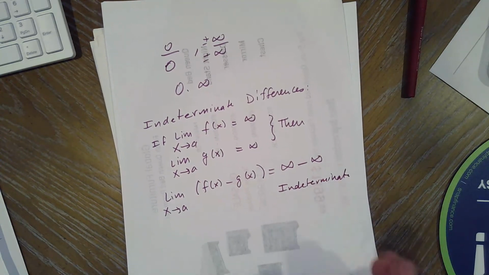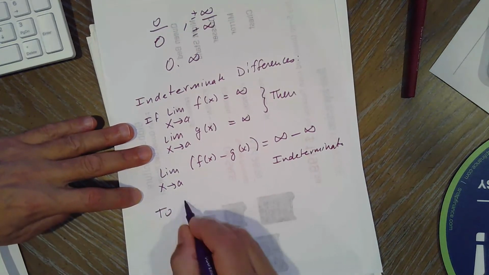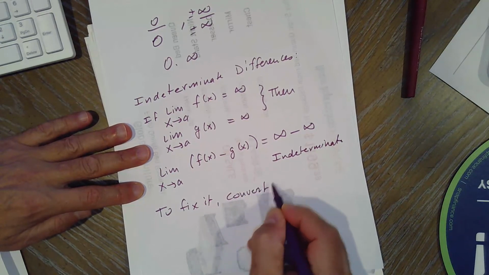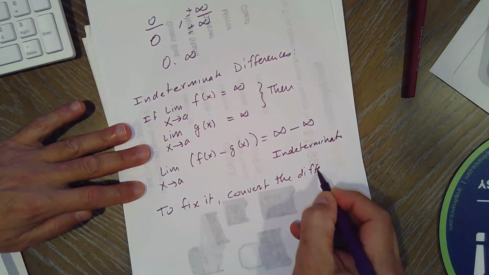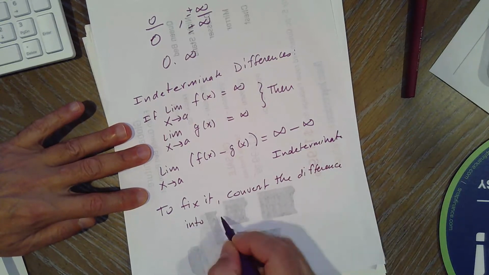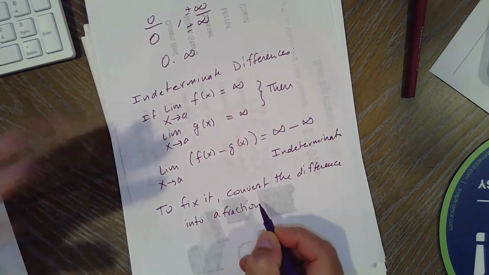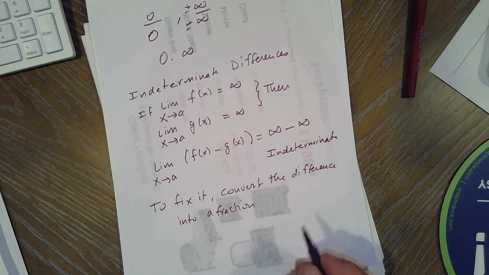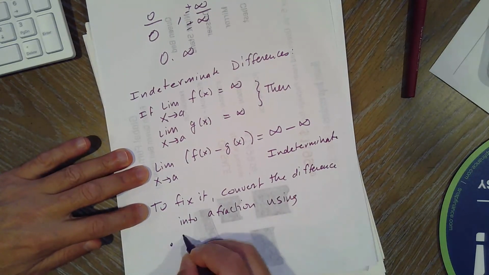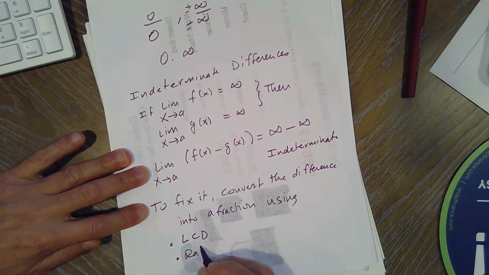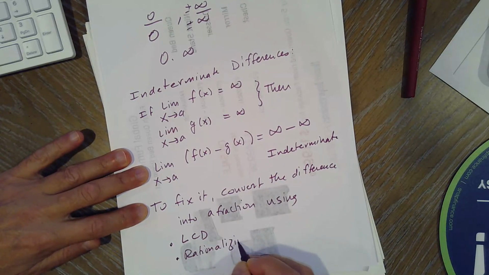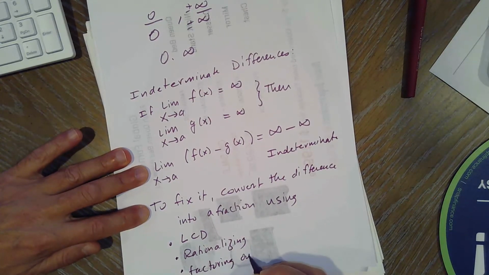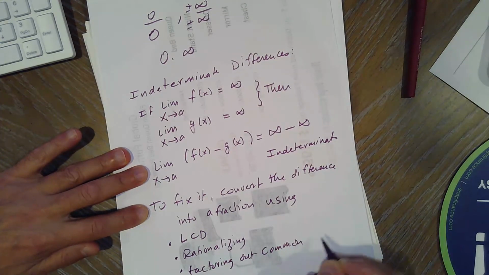So to fix this, it's not as easy to fix it. Convert the difference into a fraction. Why fraction? Because we want to get 0 over 0 or infinity over infinity to use L'Hopital's rule. Using LCD, least common denominator, rationalizing the denominator or numerator, or factoring out common factor. We don't know, depending on the problem.